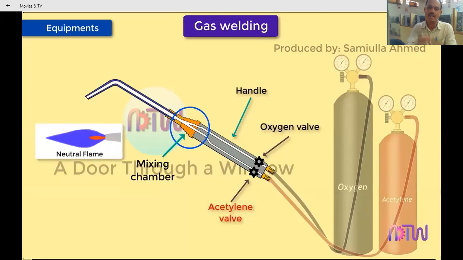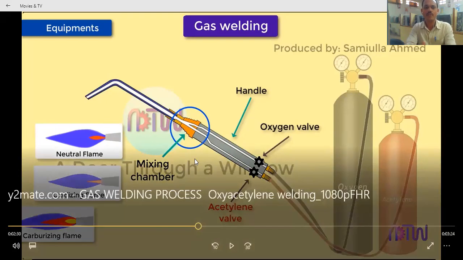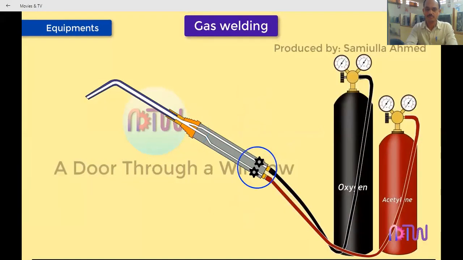When the oxygen and acetylene are of the same quantity, then it is a neutral flame. When oxygen is more in the flame, then the flame is an oxidizing flame. And when the acetylene is more than oxygen in the flame, then the flame will be a carburizing flame. Okay. So these are the control valves again, which control the flow of gases.